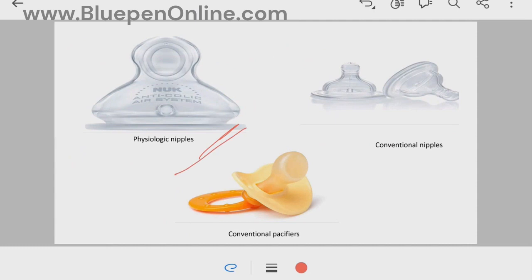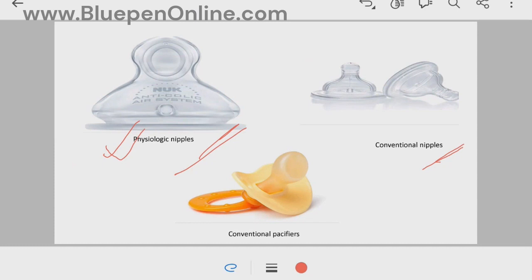This is a physiological nipple and this is a conventional nipple. If the child is being bottle fed, the mother is advised to use only the physiological kind of nipple, because physiological nipples are designed to permit suckling of the milk. It more or less resembles the normal functional activity as it is in breastfeeding. That's the reason why we always recommend the physiological one.